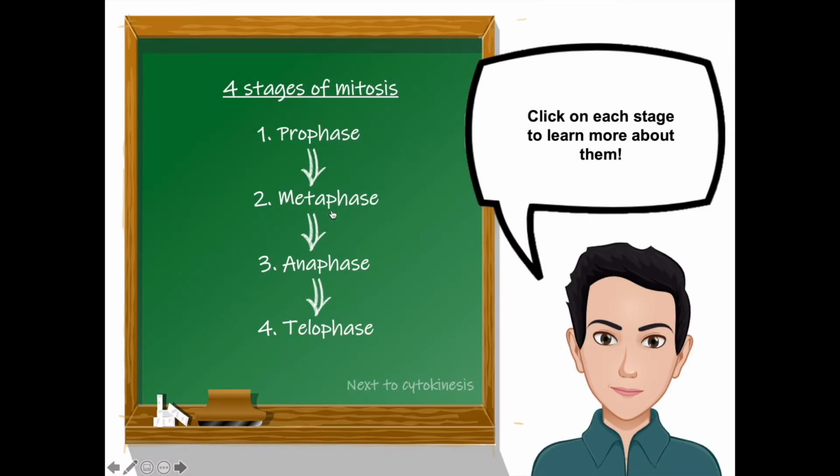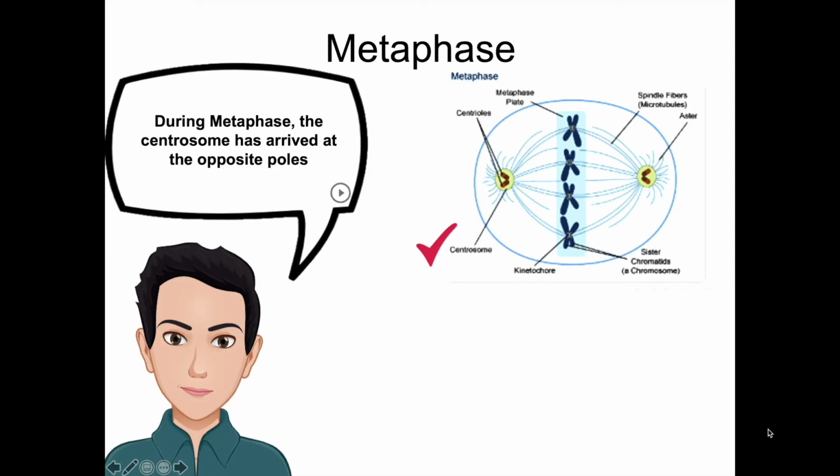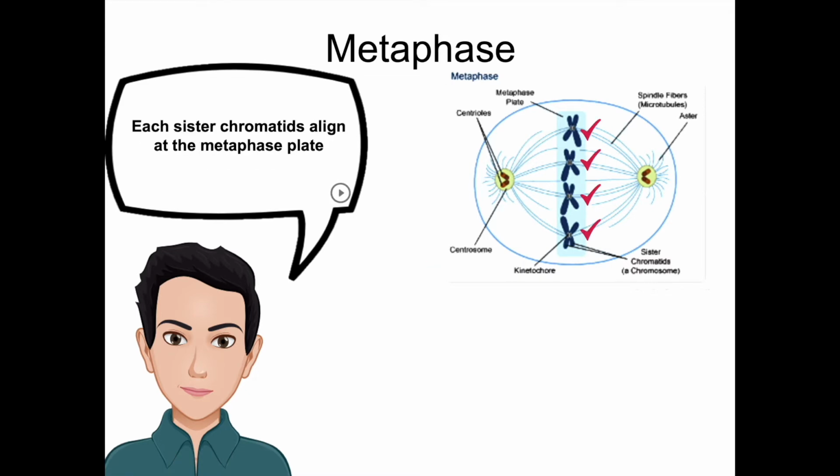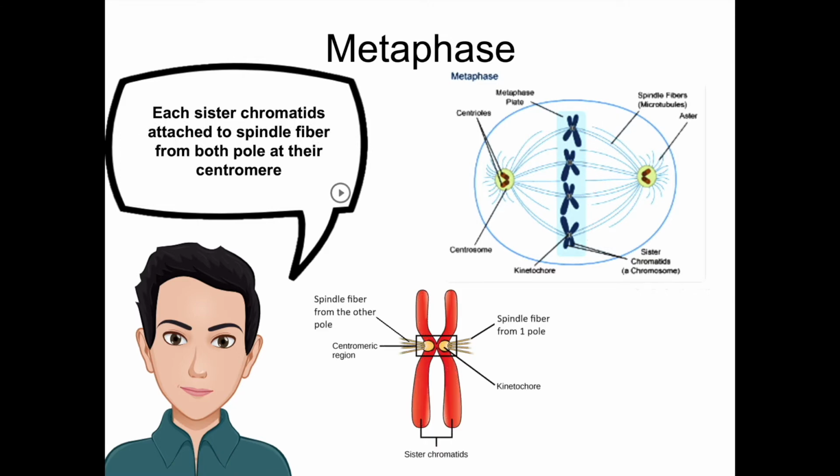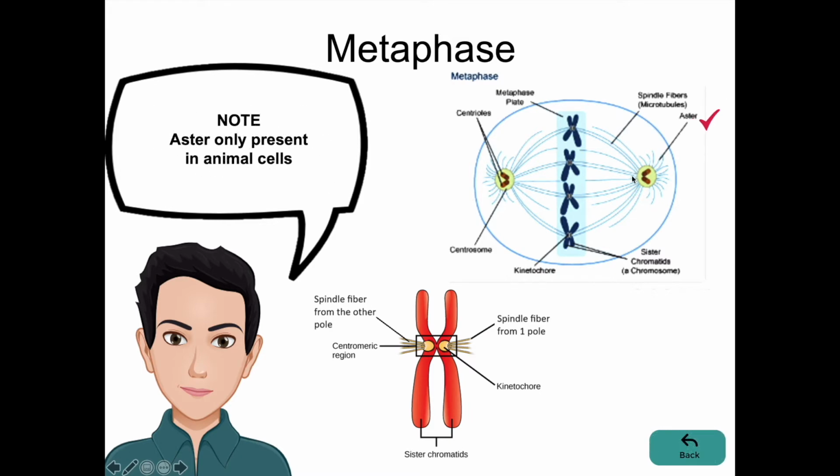Next is the metaphase stage. During metaphase, the centrosome has arrived at the opposite poles. The sister chromatids align at the metaphase plate. Each sister chromatid is attached to spindle fiber from both poles at the centromere, specifically at a region called the kinetochore. It is important for the students to note that since centrioles can only be found in animal cells, the structure here, called the aster, can also only be found in animal cells.